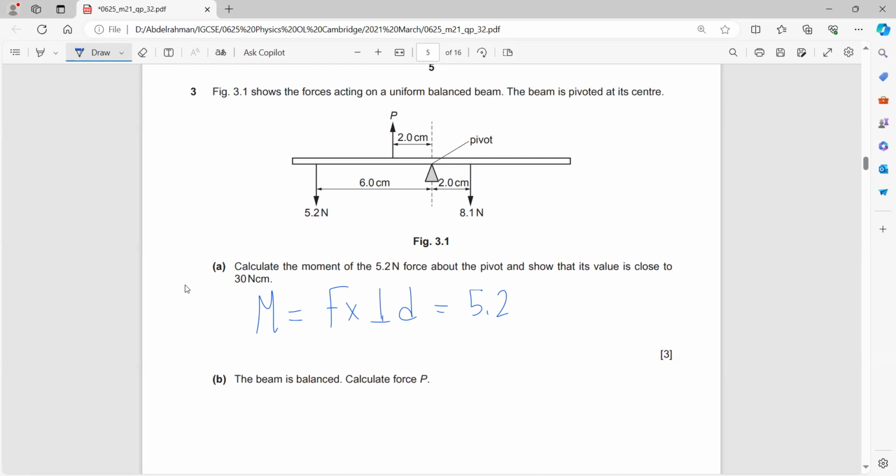Distance between the 5.2 and the pivot is 6 centimeters. Times 6, which is about 31.2, right? 31.2, which is Newton meter or Newton centimeter, which is very close to 30 Newton centimeters.